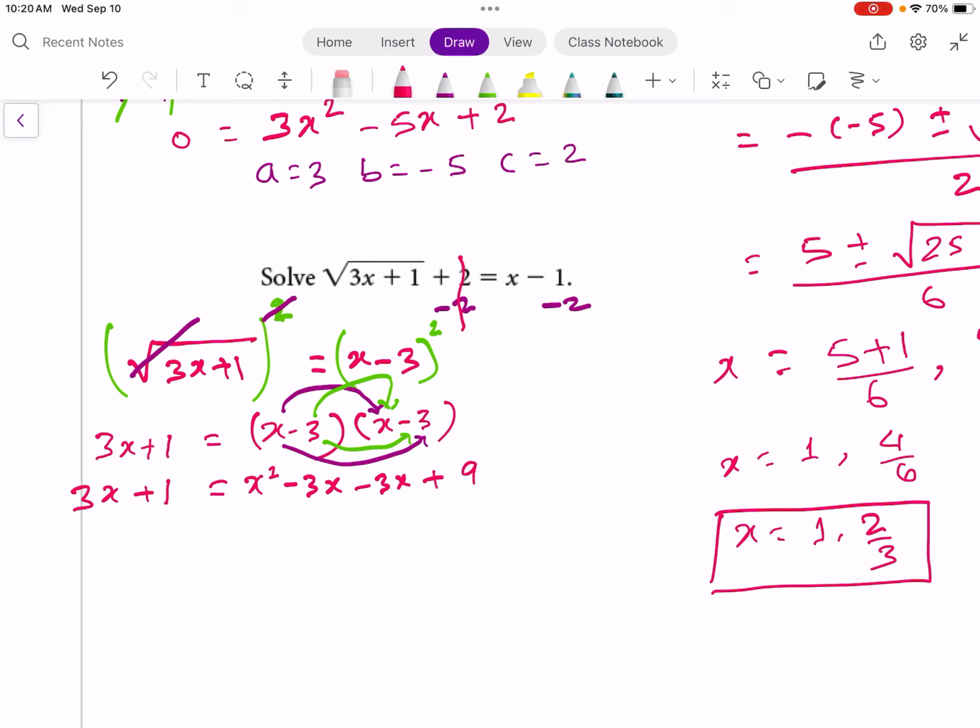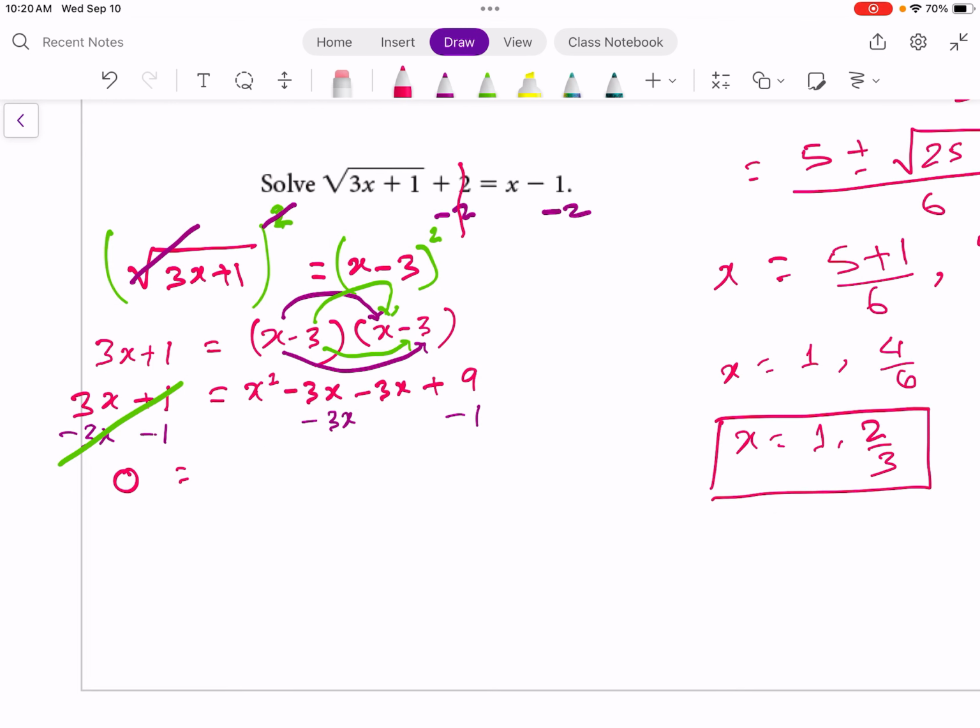So let's make 0 on the left side. So subtract 3x on both sides and subtract 1 on both sides. So this is 0 equals to, let me write the square term x squared first. Then we have like terms, and what is that? Negative 9x, and positive 9 plus minus 1, that is positive 8. Okay, any question?